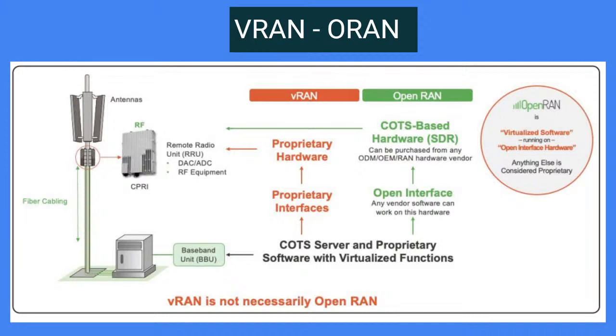While in Open RAN, the hardware interfaces are open, they are not proprietary. Any vendor software can work on this hardware. When I say open interfaces, it means that any vendor software can work on the hardware, and commodity-based hardware, which can be purchased from any manufacturer or designer for hardware devices. So virtual software running on open interface hardware is called Open RAN. Software running on any hardware, this is Open RAN. Anything else is not Open RAN.